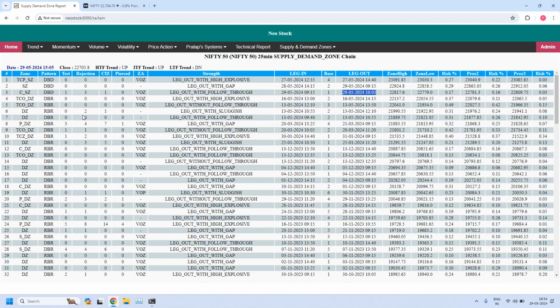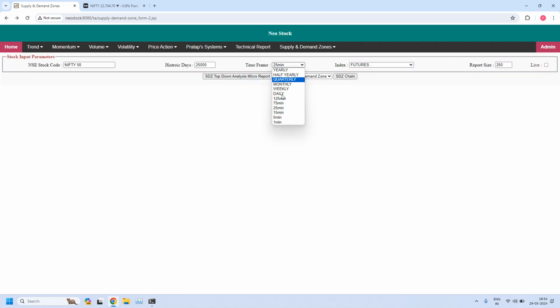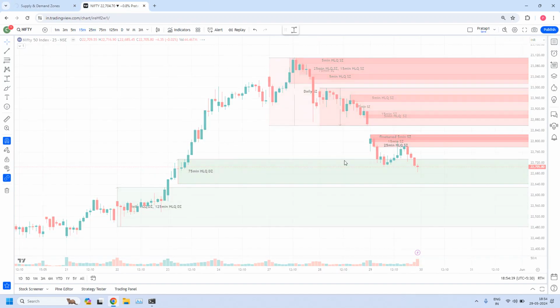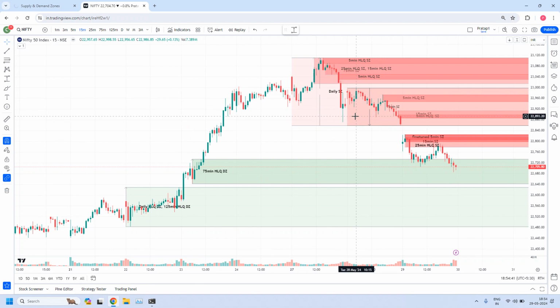Now let's move on to the next time frame, 15 minutes. They are very important for our tomorrow's trade planning. So I am going back and changing the time frame to 15 minutes. Let me generate the chart. Meanwhile, here also changing the time frame to 15 minutes.